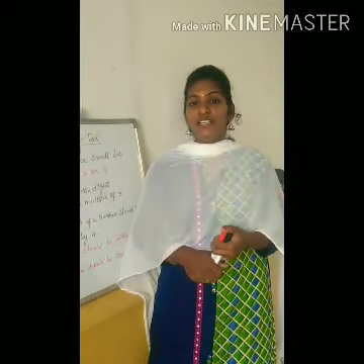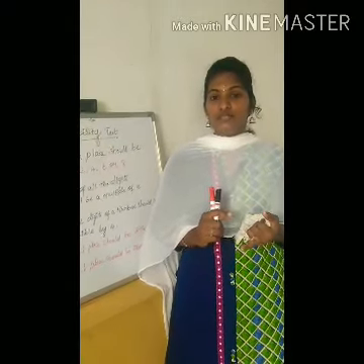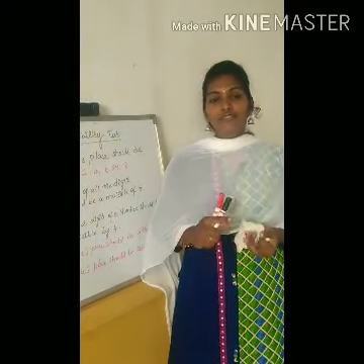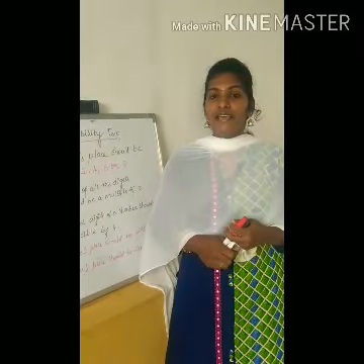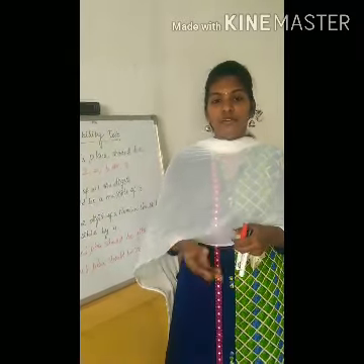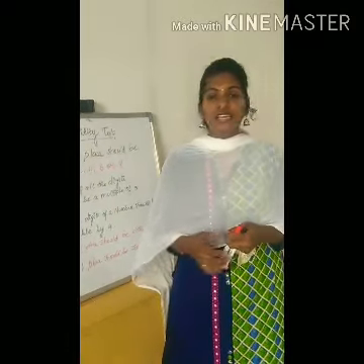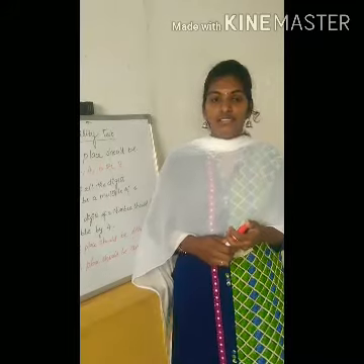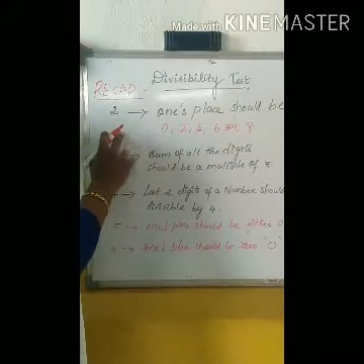Children, last class we have seen about the divisibility test of numbers. In that we have seen the divisibility test for 2, 3, 4, 5 and 10. Let us recap once the divisibility test for 2, 3, 4, 5 and 10, and then we will see the divisibility test for the remaining numbers. Last class we saw the divisibility test for 2.